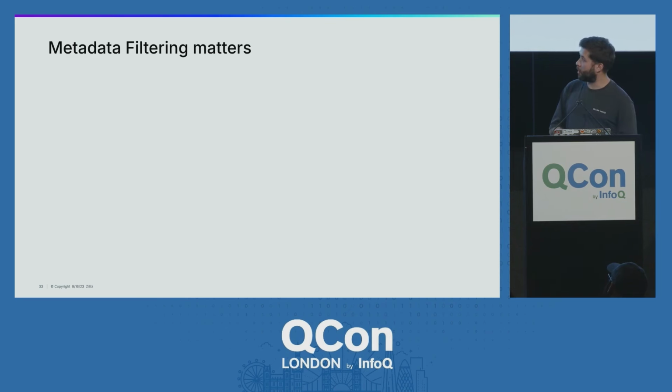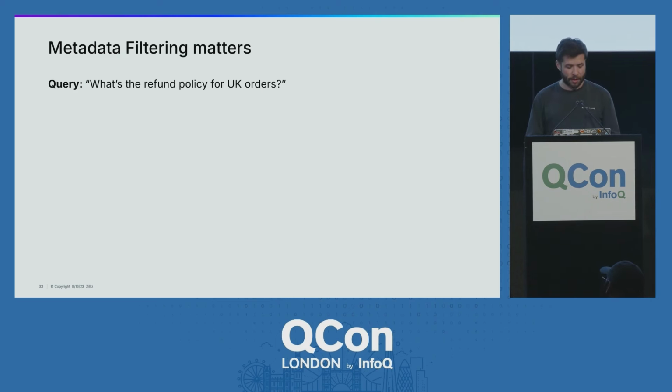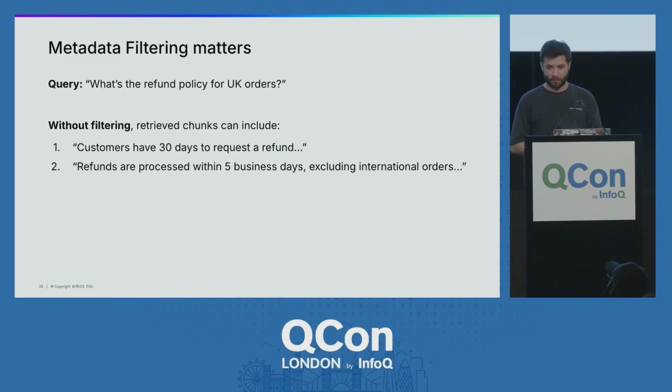I'm just going to give you a quick example of how it can improve the results. Let's say you have a query: what's the refund policy for UK orders? You have two chunks. Without filtering, the first one says, customers have 30 days to request a refund. The second one says, refunds are processed within 5 business days.